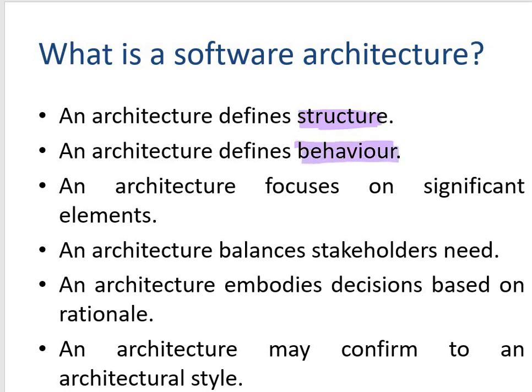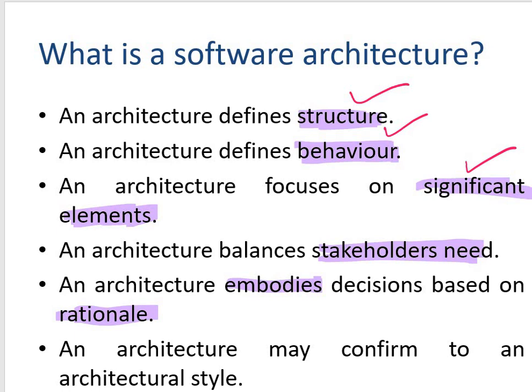An architecture focuses on significant elements. So we are not going into the technical details of the implementation part, but basically we are focusing on your structure, behavior, elements, and then your architecture balances the stakeholders' need. It embodies the decisions based on certain rationale as well. Everything has a reason, right? So it is based on certain rationales.